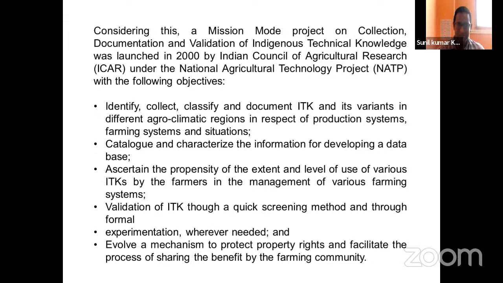It can evolve as a mechanism to protect proprietary rights and facilitate the process of sharing the benefits by the farming community. So these were the major objectives of launching this particular mission on collection, documentation and validation of indigenous technical knowledge by the ICAR in 2000 under the NATP project.